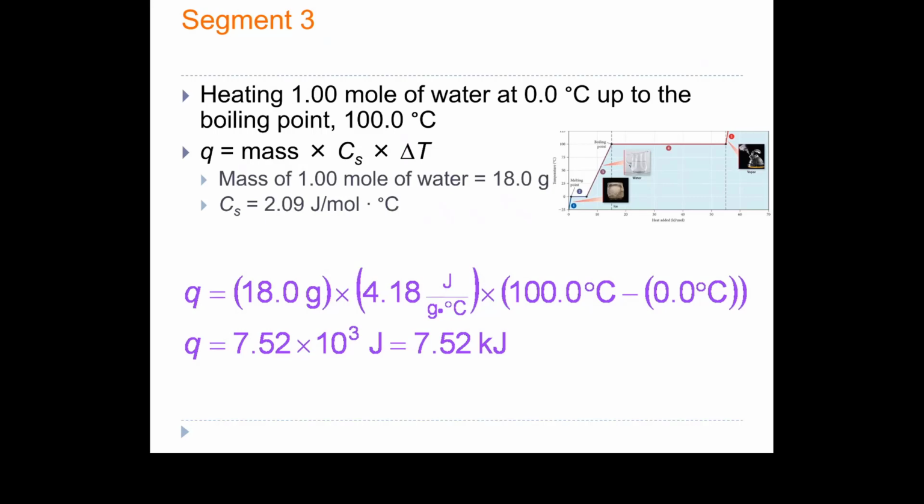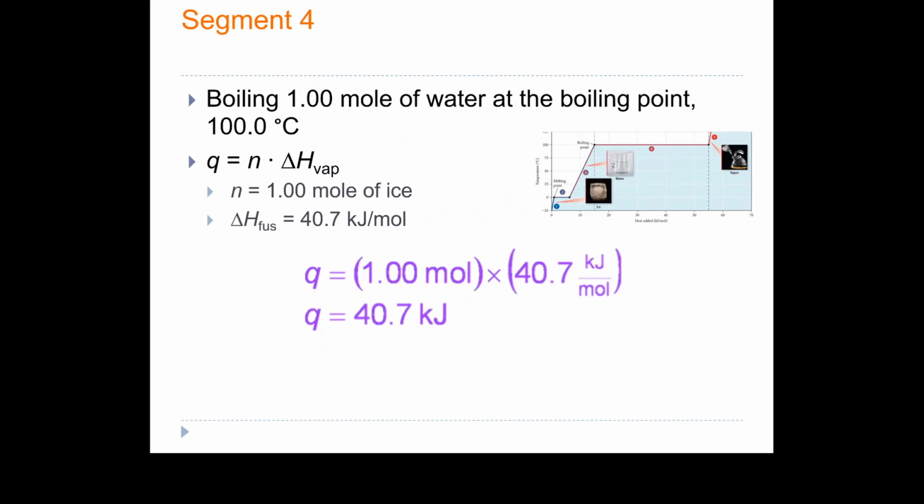So when we do the math, we're going to have 18 grams multiplied by 4.18 joules per gram degree C multiplied by 100 degrees C. And when you do the math here, we get 7.52 times 10 to the 3 joules, or 7.52 kilojoules.